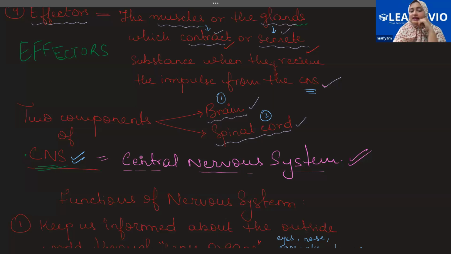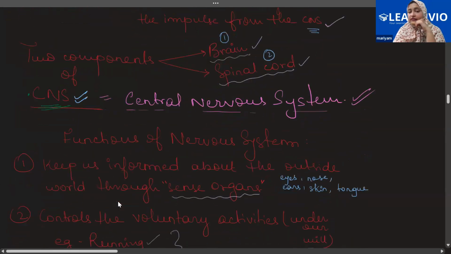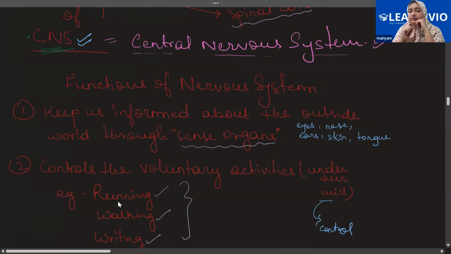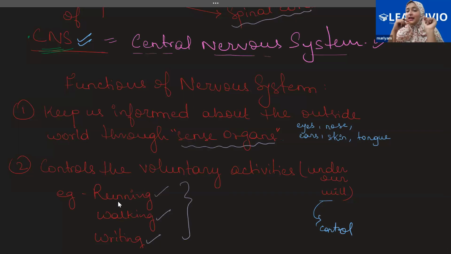Now, with that being said, let us see what are the functions of our nervous system. The most important function of our nervous system is that it keeps us informed about the outside world with the help of our sense organs. Now, how many sense organs do we have? Five sense organs: eyes, ears, nose, tongue, and skin. All of these sense organs actively help us to keep us informed about the outside world.